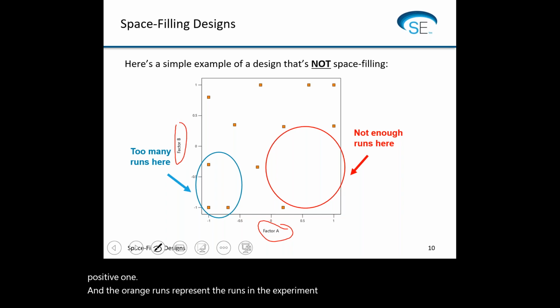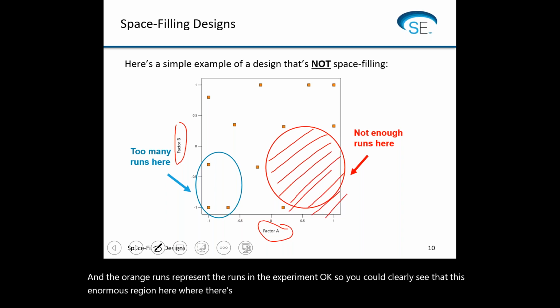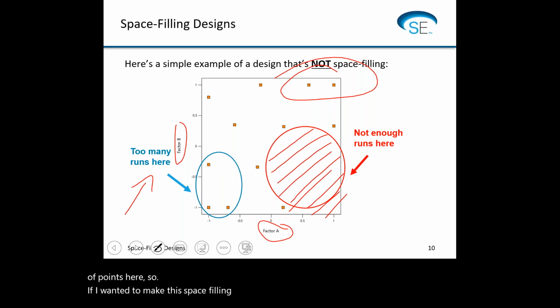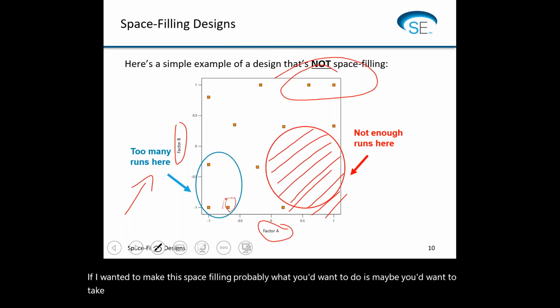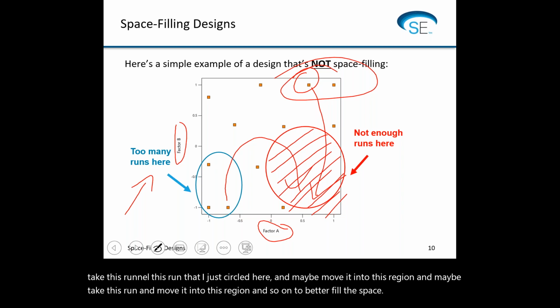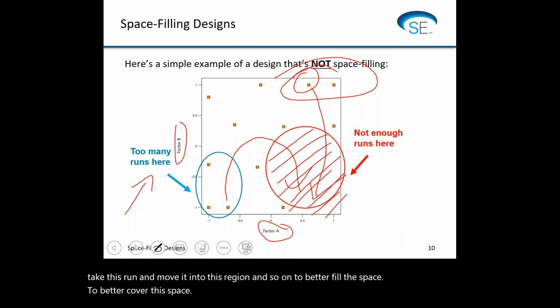You can clearly see that there's this enormous region here where there's no runs. And then you can see that, here where I just circled, there's two runs that are right next to each other. Here in this blue region, there's a cluster of points. So if I wanted to make this space filling, probably what you'd want to do is take this run that I just circled and move it into this region, and maybe take this run and move it into this region, and so on, to better fill the space, to better cover the space. So this is a design that's not space filling.